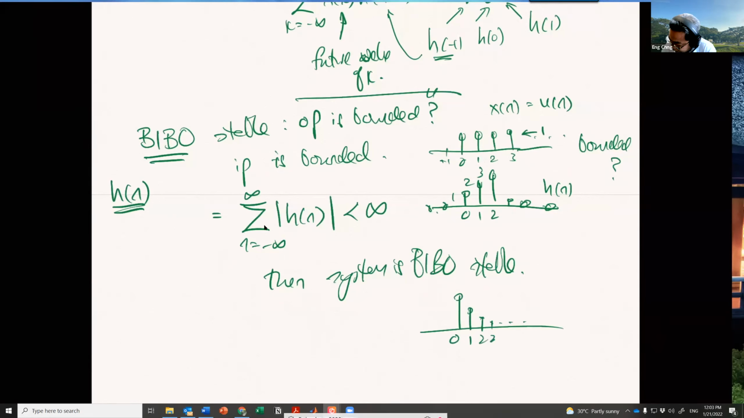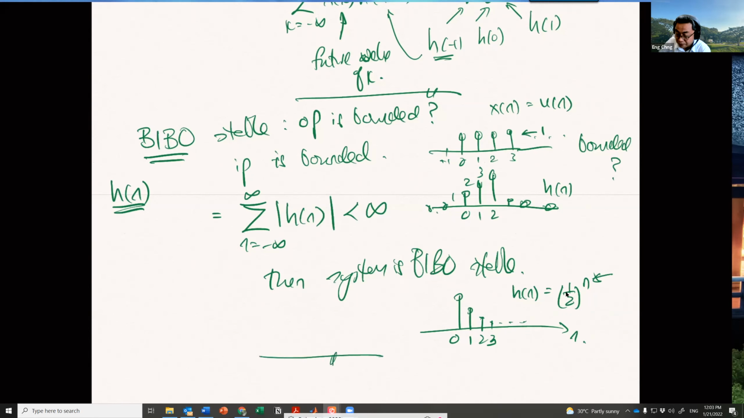Zero, 1, 2, 3, and so on. The sequence h of n is equal to half of n. So as n goes to infinity, half of n becomes very, very small. The question is, if I have an impulse response that looks like this, is this stable or not? So now you go back and study your first year math and then check whether this geometric series is absolutely summable or not. If it is, then the system is stable. If it is not, then the system is unstable.